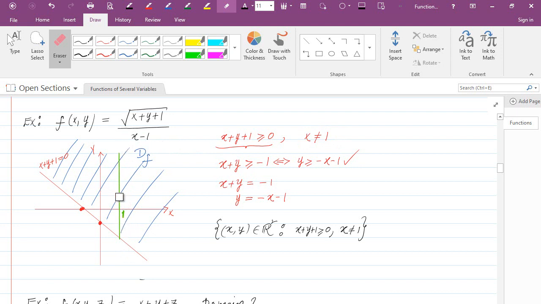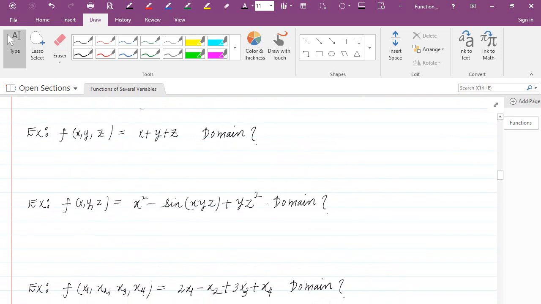So what is the domain then here? So the domain would be all the points in the blue region except the points on the green line. So it is the set of all, so the domain is the collection of all points x, y in R2 such that x plus y plus 1 is greater than 0 and x is not equal to 1. So graphically, that's how the domain looks like in this case.